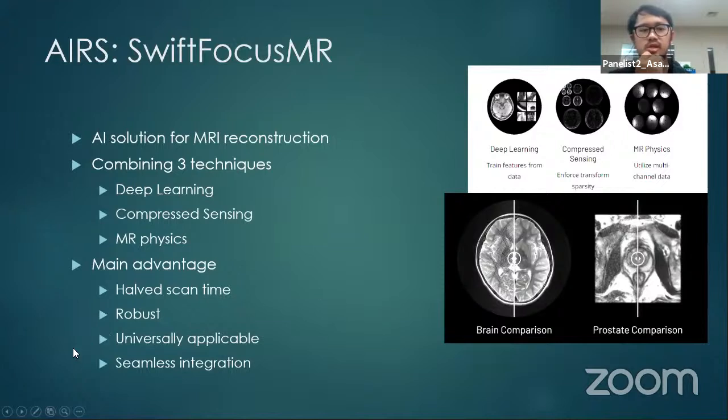So you can see on the right figure, the comparison between their before reconstruction and after AI reconstruction. The left part is shown as the before reconstruction, and the right part shows after AI reconstruction. And you can see also that they worked for both brain and prostate.